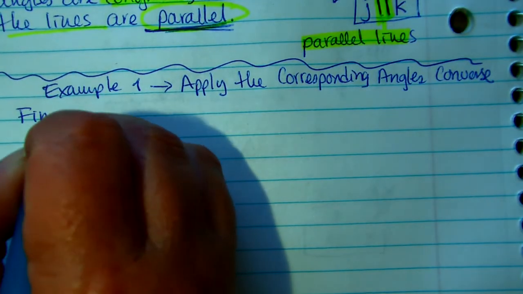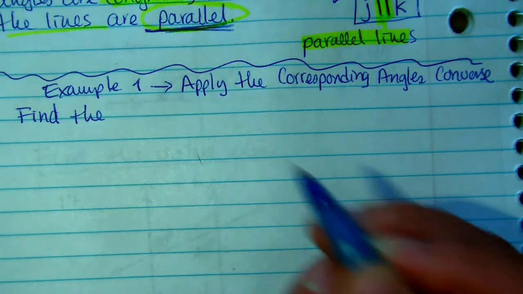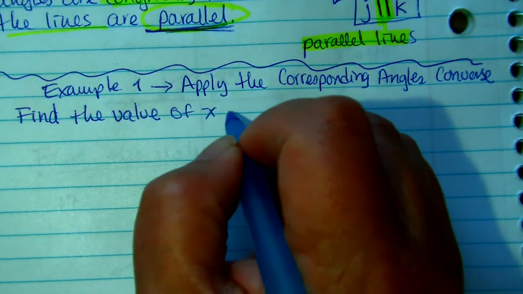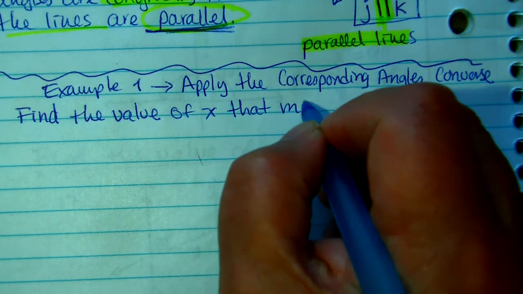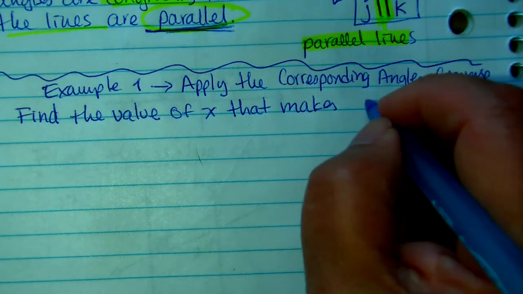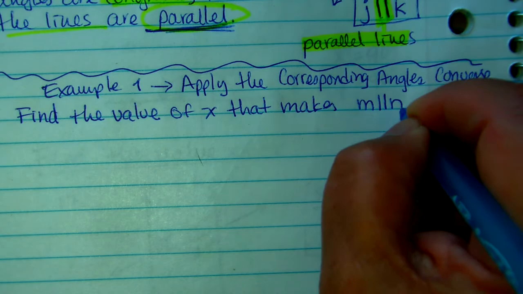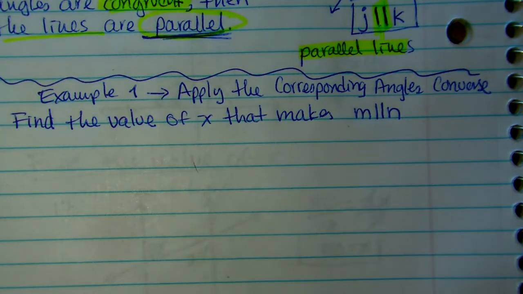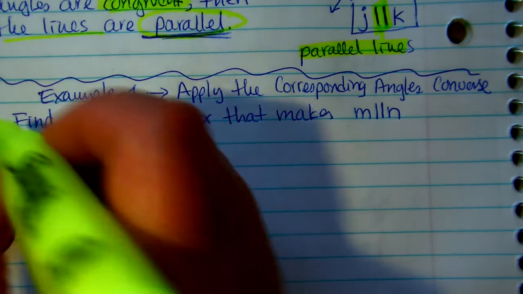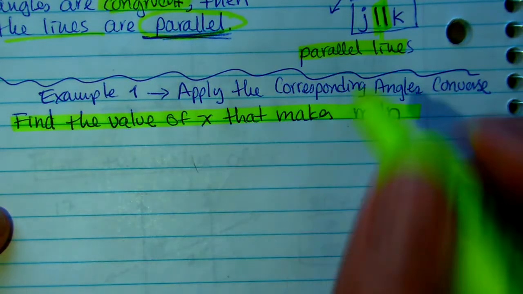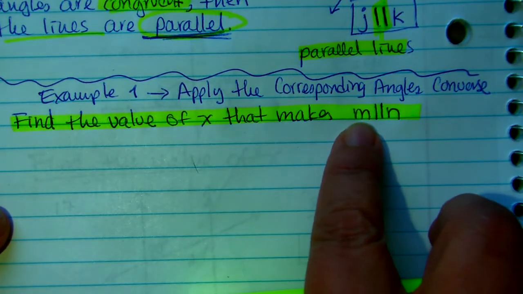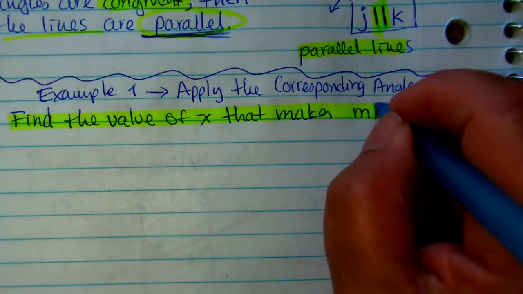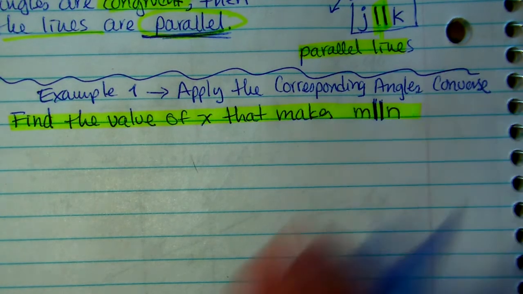All right, here's what this example says. Find the value of x that makes line M parallel to line N. So look at how the instructions are represented. Find the value of x that makes line M parallel to line N. Okay, so these are actually symbols representing parallel lines.